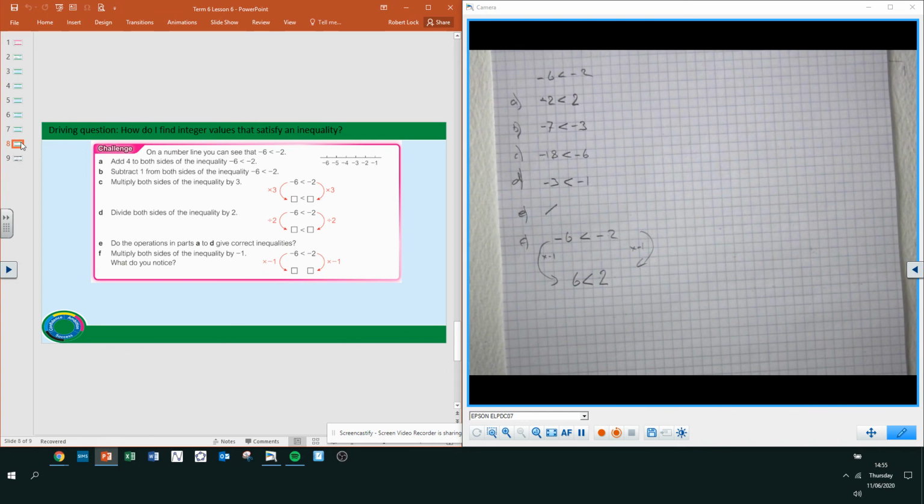What you notice is that when you multiply by a minus, what needs to change is the sign. So the rule is when timesing by a minus, the sign has to change. So really, change the sign: 6 is greater than 2.